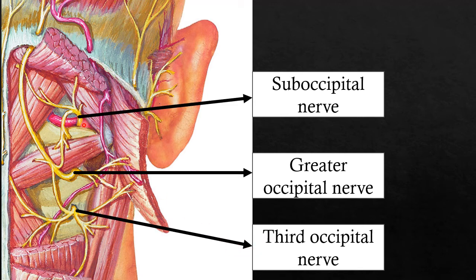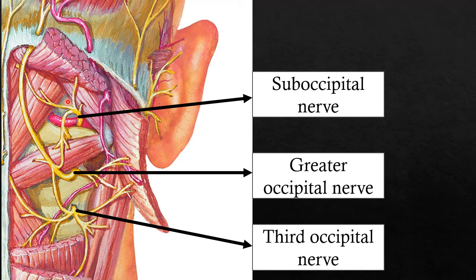So the three nerves which are emerging outside are called the dorsal rami of C1, C2, and C3. Dorsal rami of the suboccipital nerve, dorsal rami of the greater occipital nerve, dorsal rami of the third occipital nerve. These are the dorsal rami, which are the posterior branches of the spinal nerve. So these are the contents which we can identify.